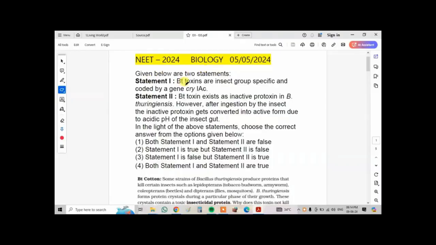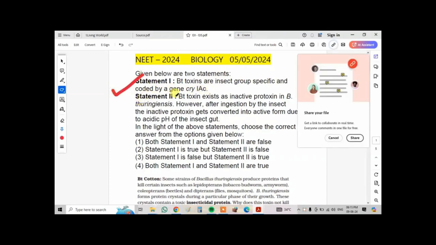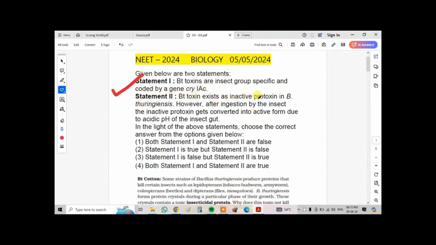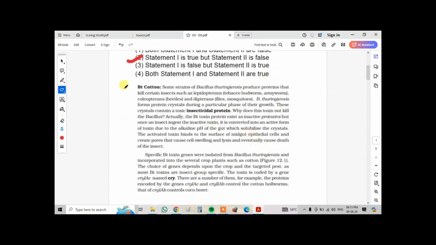Bt stands for Bacillus thuringiensis. Bt toxins are insect group specific and coded for by gene cryIAc. It's correct. Bt toxin exists as inactive protoxins in B. thuringiensis. However, after ingestion by the insect, the inactive protoxin gets converted into active form due to the acidic pH of the insect gut. Sorry, it's not acidic, it is alkaline. So option 2 is wrong. Option 1 is true, option 2 is false. You can see the NCERT topic here from the chapter Biotechnology and Its Applications.